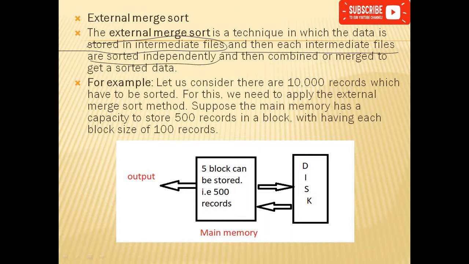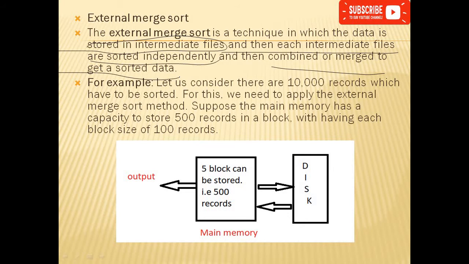Assume I divide 1 GB of data into 1000 files. These thousand files are intermediate files, and each file is independently in sorted order, and then they are combined or merged to get sorted data. So these 1000 files are independently sorted, and we'll go with the merge phase. Here one file will be merged with another file, which will be merged with another file. Like that, all 1000 files will be merged, and finally we'll get one sorted file.